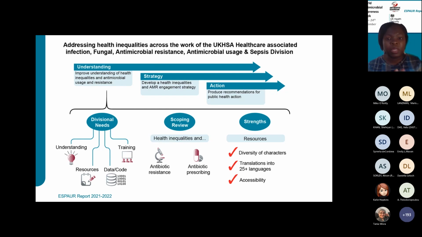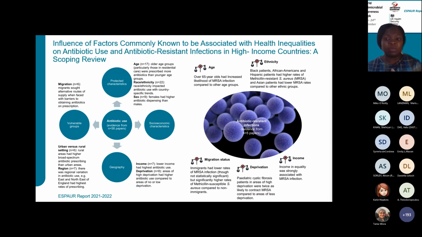Next slide, please. So from the scoping review, which was undertaken to really investigate the association between the elements commonly known to be associated with health inequalities and then the risk of antibiotic-resistant infections and antimicrobial prescribing in high-income countries, there was evidence that ethnicity, income inequality, and deprivation status can increase the risk of having antibiotic-resistant infections. There's also association between factors known to be commonly associated with health inequalities and prescribing of antibiotics within high-income countries. For each health inequality factor, though, the extent of association varied between healthcare settings, the indications, and also the actual antimicrobial that is in use.